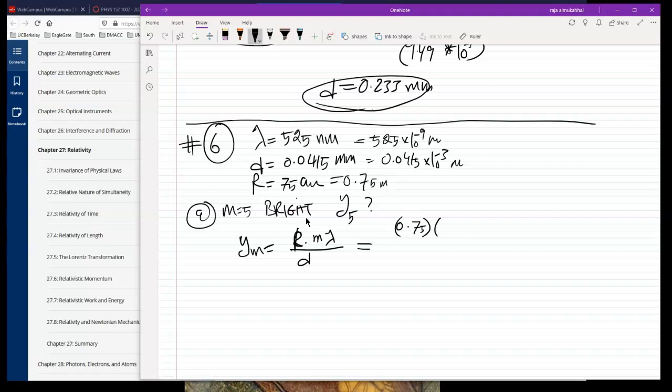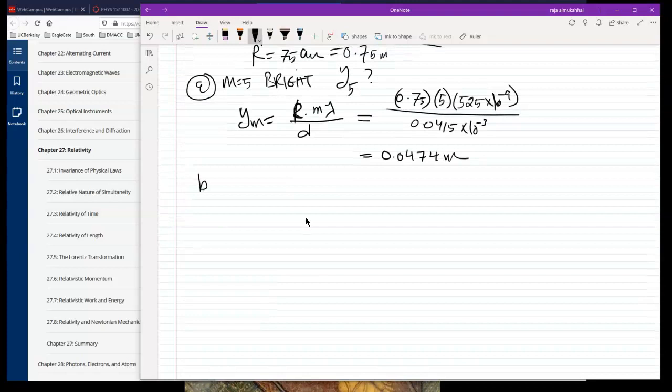So we plug them in. We have here 5, and then lambda is 525 times 10 to the negative 9, divided by the distance between the two slits, 0.0415 times 10 to the negative 3. And then you plug in all this data, and looking at my notes here, I got 0.0474 meter. Okay, there we go. Simple.